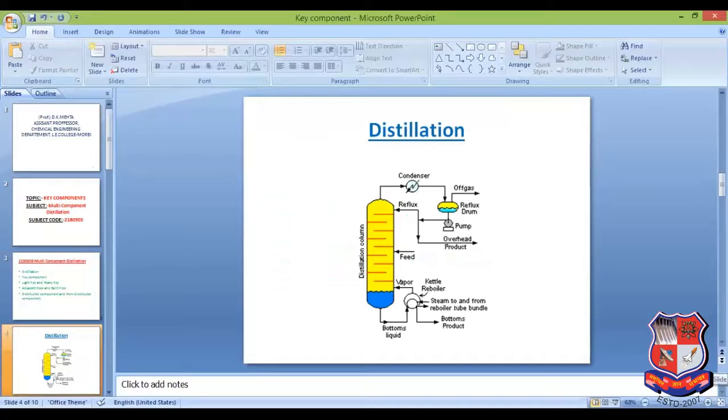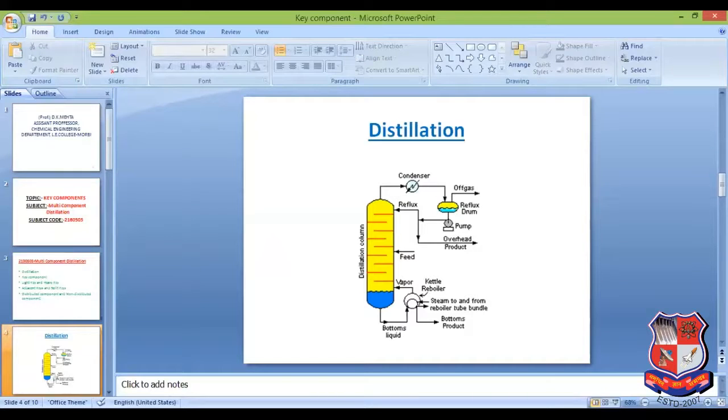Okay. So the distillation, right? We learn this mass transfer operation in semester 6. Distillation is that mass transfer operation in which we separate components by exploiting their difference in boiling point, either by adding or removing heat. So in 6th semester we have studied binary distillation.